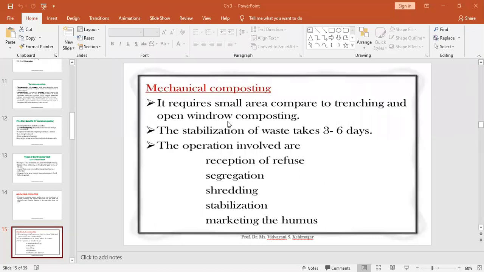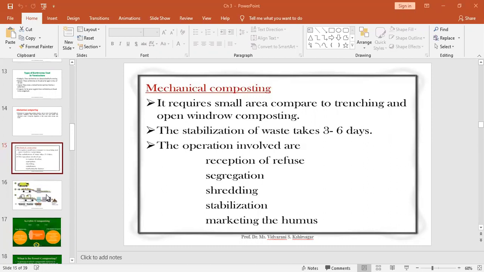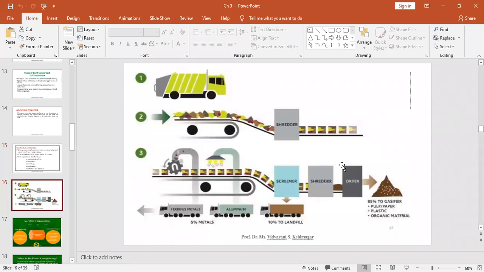The operations involved are reception. What are the different processes involved in mechanical composting that I will tell you? Reception of refuse, in the sense of collection and coming to the spot, then segregation, separation of the material, then shredding, in the sense of cutting the material and converting it into small pieces, and then stabilization, and then marketing the humus. These are the simple steps involved in mechanical composting. With the help of a diagram, I will show you. Just look at this diagram and try to understand first. Then I will explain.